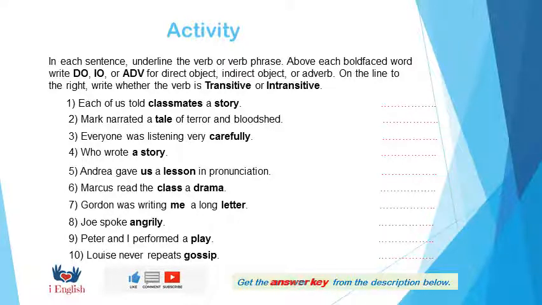Dear students, always ask yourself what the question asks you to do. You're asked here to underline the verb or verb phrase, to write do, io, or adv for direct object, indirect object, or adverb. And finally, you're asked again to write whether the verb is transitive or intransitive.